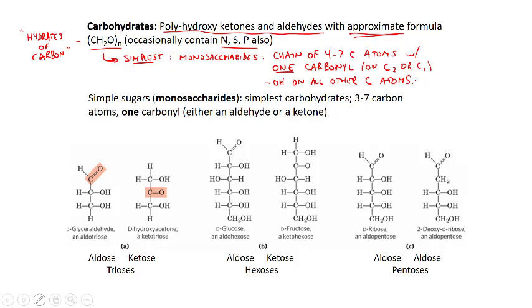Those are the simplest sugars, and we call those the monosaccharides. So, for example, this molecule would be a monosaccharide, right? We've got, actually the numbering starts from this end, 1, 2, 3, 4 carbons. One of them has a carbonyl on it, that's an aldehyde in this case, and the other 3 carbons all have OHs on them.